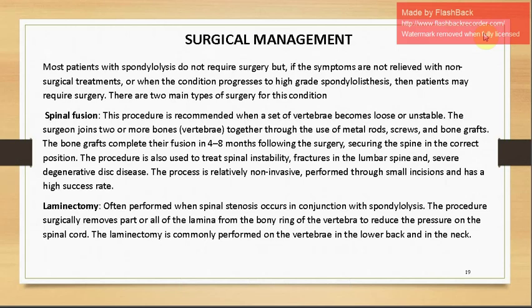The procedure is also used to treat spinal instability, fractures in the lumbar spine, and severe degenerative disc diseases also. The process is minimally invasive, performed through small incisions, and has a high success rate. Another method is the laminectomy surgical procedure, often performed when spinal stenosis occurs in conjunction with spondylolysis. The procedure surgically removes part of the lamina from the bony ring of the vertebra to reduce the pressure on the spinal cord. The laminectomy is commonly performed on the vertebrae in the lower back and in the neck.